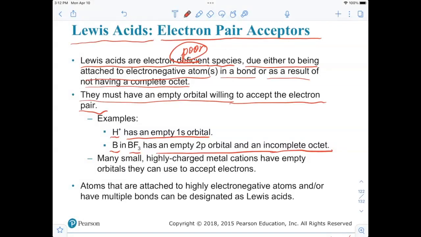Y'all, in no way is this trying to advocate or say that you are incomplete until you get in a relationship. This is talking about elements. It is for real. I'm just laughing.